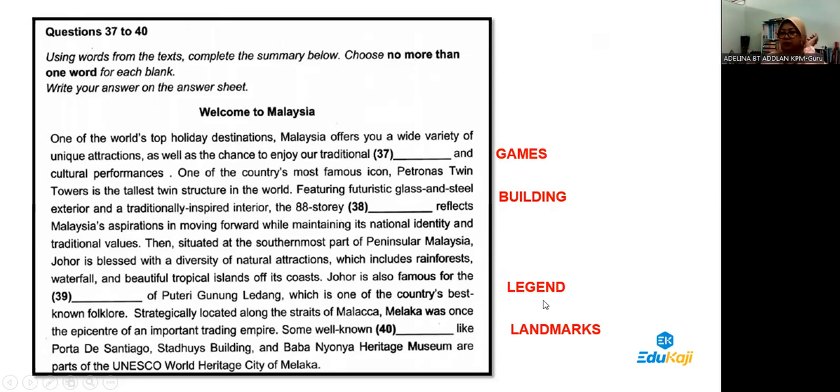Right? So just make sure that when you do this question, 37 to 40, the spelling has to be correct. If it is in plural nouns, it has to be in plural nouns. If it's a word by itself, students have to find the word in the passage itself.